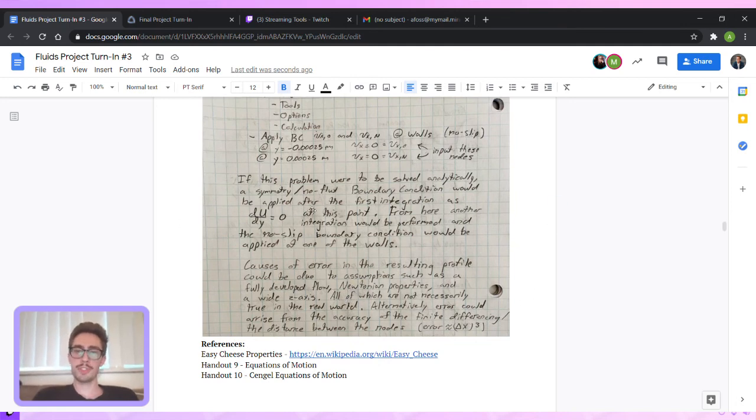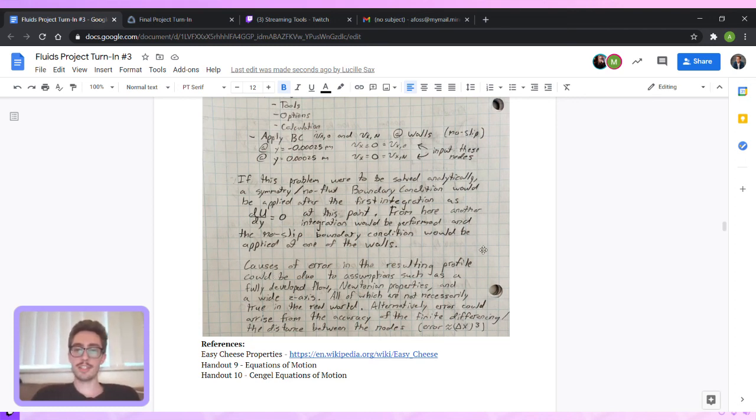And to compare this problem to an analytical solution, we would have used a symmetrical or no-flux boundary condition, which can be applied after the first integration, given that the flow is fully developed and exactly symmetrical. And dVx/dy equals 0 is valid at this point because of the symmetry. There's no flux to either side. From here, another integration can be performed, and the no-slip boundary condition can also be applied at one of the walls to find the other integration constant.